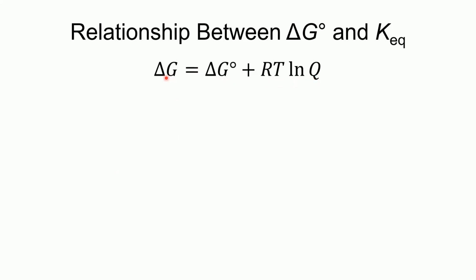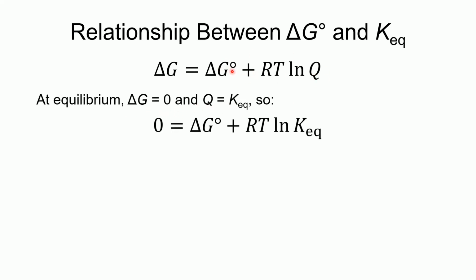Well, at equilibrium, we know this from several slides back, that delta G is going to be equal to 0 and Q is going to be equal to K. So we can substitute these values into that expression, and when we do, we get this. So 0 is equal to delta G standard plus RT natural log of KEQ. We can solve this either for delta G standard, or we can solve it for the equilibrium constant, and I'm going to solve it for both, so we have both equations.